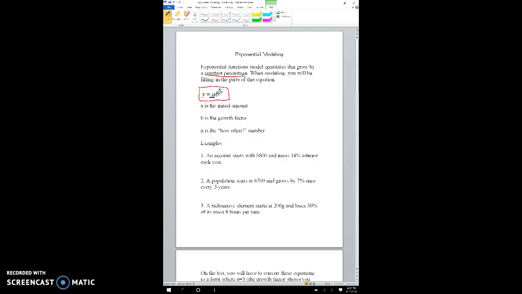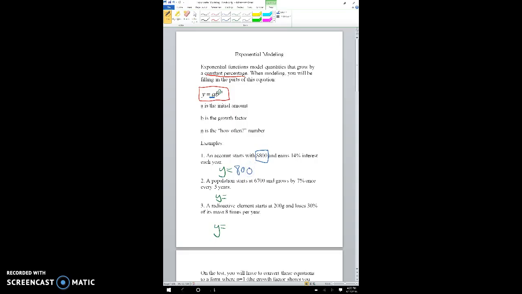So I've got 3 examples down here at the bottom of the page. We are going to write an equation for all 3. So the first thing I'm going to do is go through and try to find the initial amount for each one. In example 1, an account starts with $800. $800, that's the initial amount. So that's A in this equation.